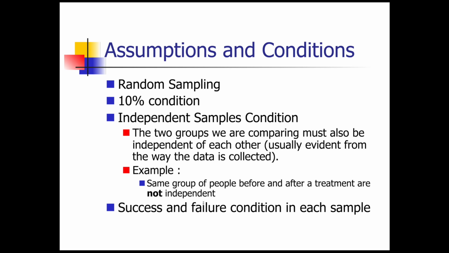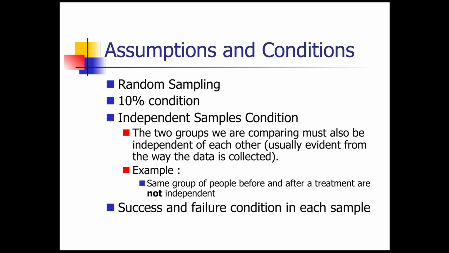Usually, you'll have a single set of data, and sample 1 and sample 2 both came from the same population. For example, if you're studying a weight loss medication, and you take a before weight, go through the medication, and then afterwards take another measure of your weight, then the independent groups condition fails because your before weight is definitely related to your after weight. So when it says independent samples condition, the same group of people before and after treatment are not independent. That's the really obvious failure here.